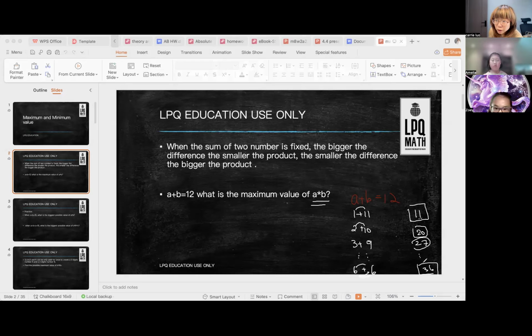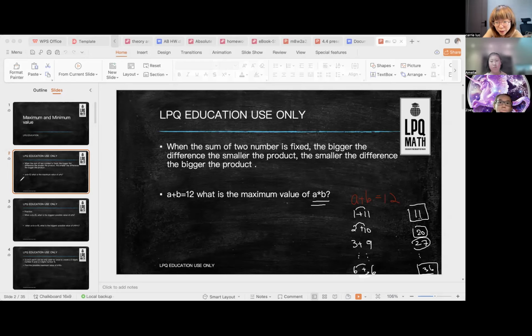Understand, Amelia? Okay, so when you know the two numbers' sum is fixed, they're 12, you can immediately just put them into even numbers, because when two numbers are the same, the product is biggest.